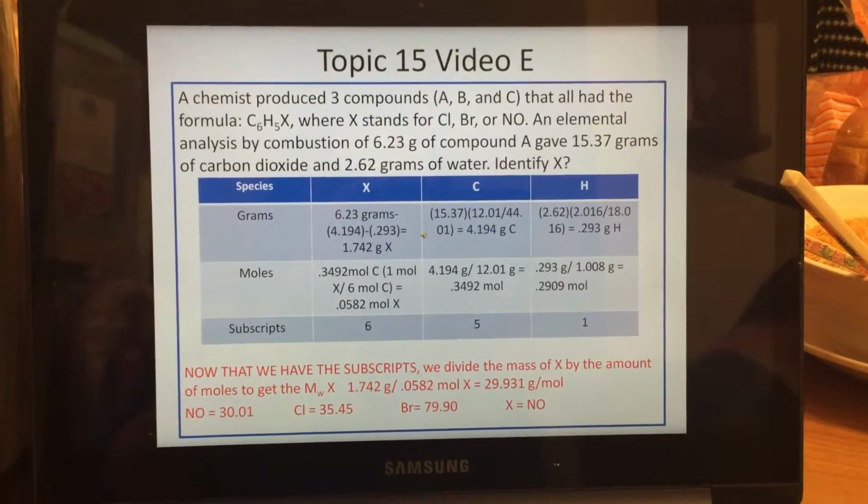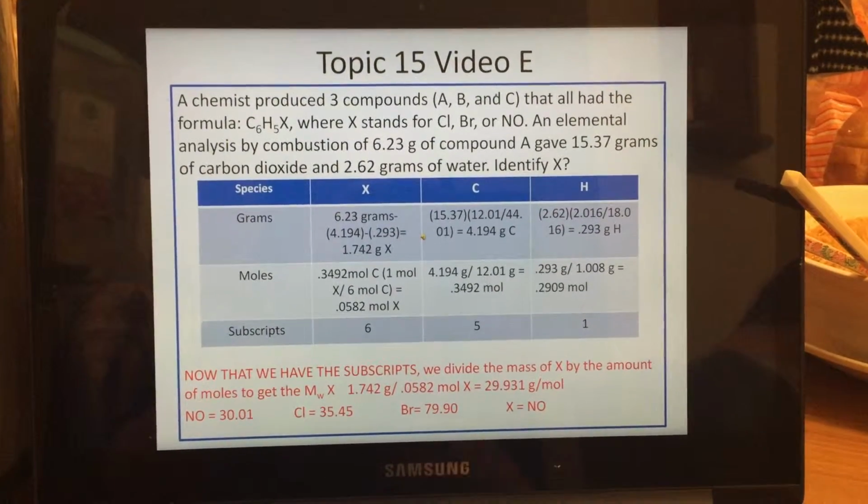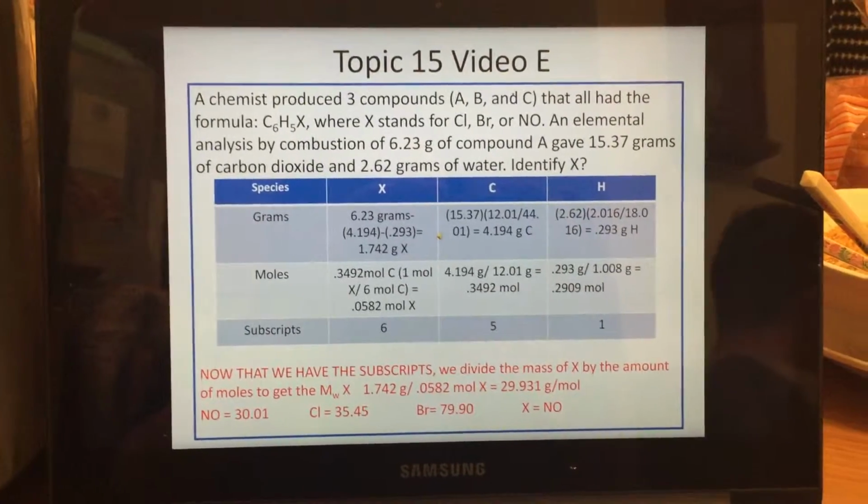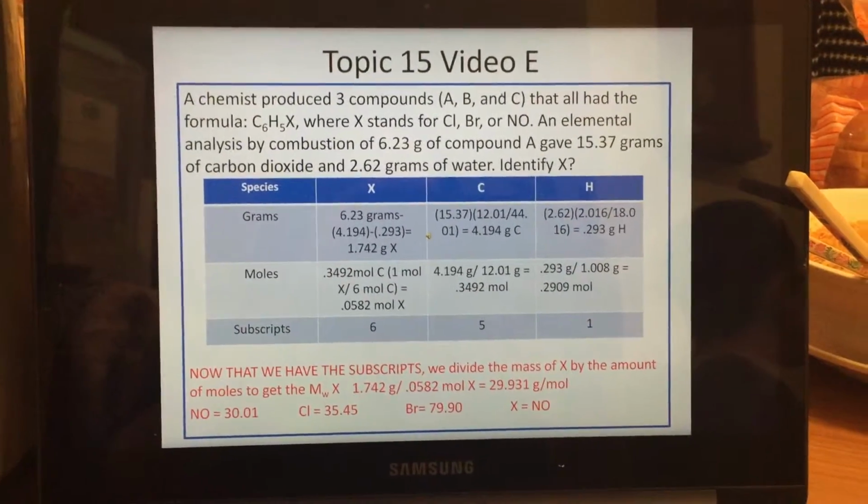We will then compare the molar weight of chlorine, bromine, and nitrogen oxide. You will notice that it is closest to nitrogen oxide. So that is our answer.